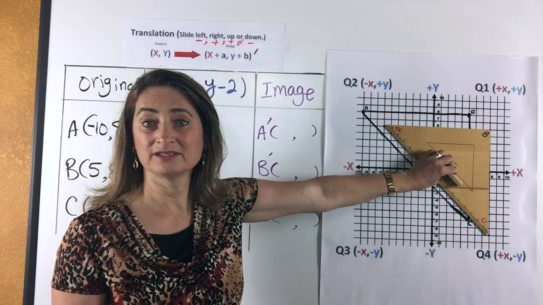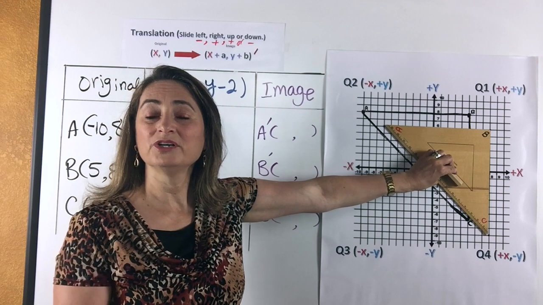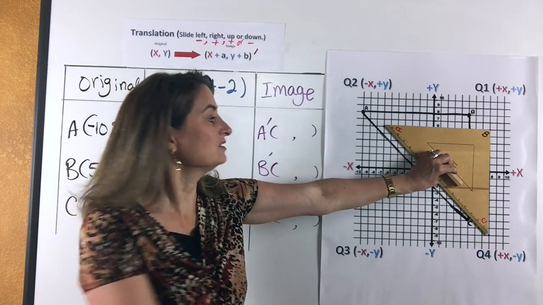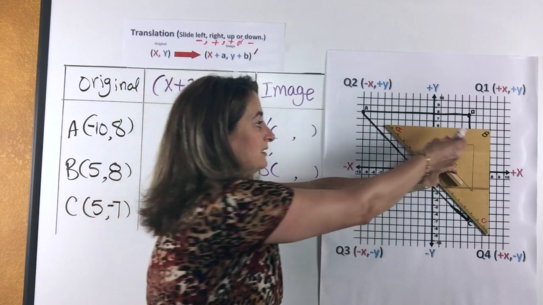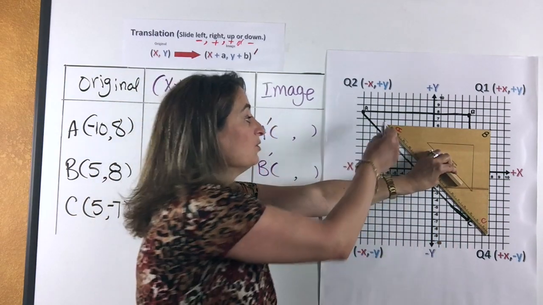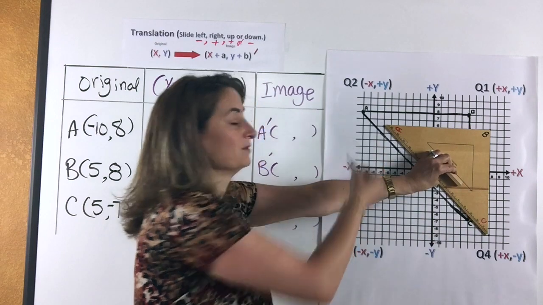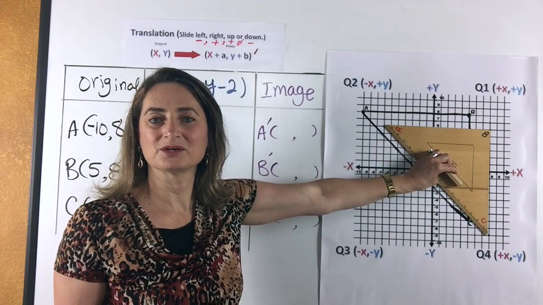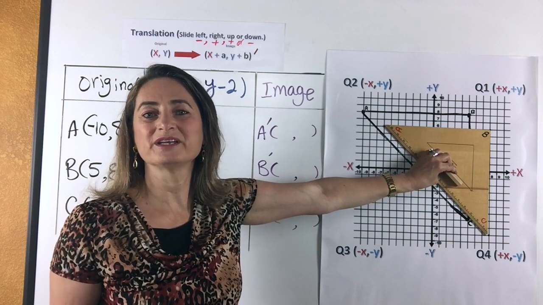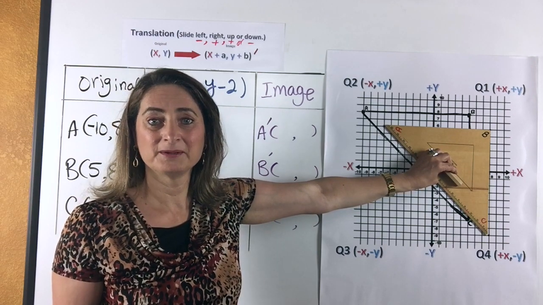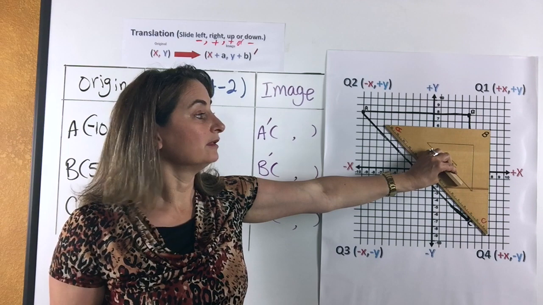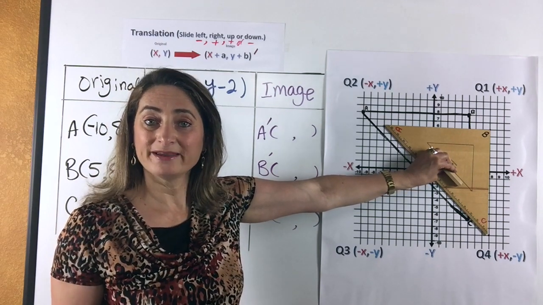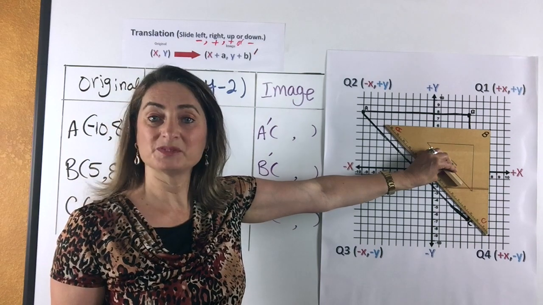That's the image. The original and the image are congruent because corresponding angles are congruent, they did not change. Corresponding sides are congruent, they did not change. So corresponding angles and corresponding sides are congruent, therefore the two triangles are congruent. So now that's one way to translate the triangle, which is to count spaces.